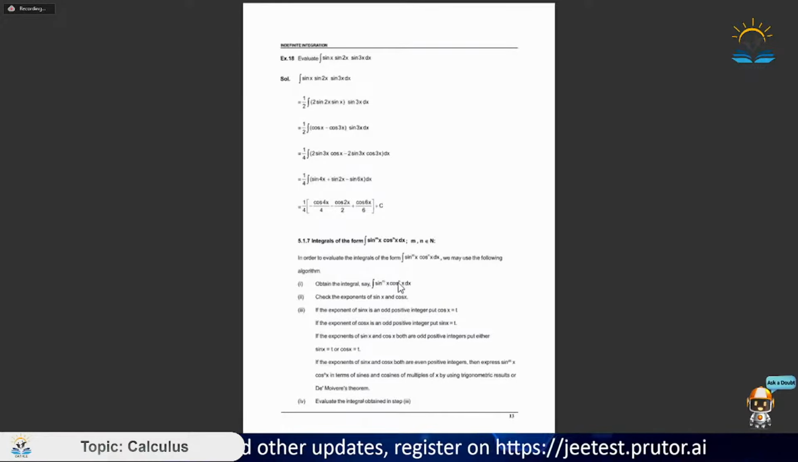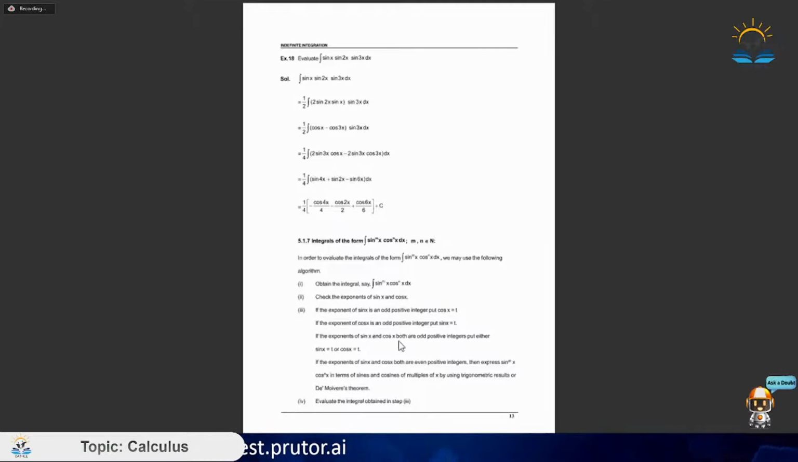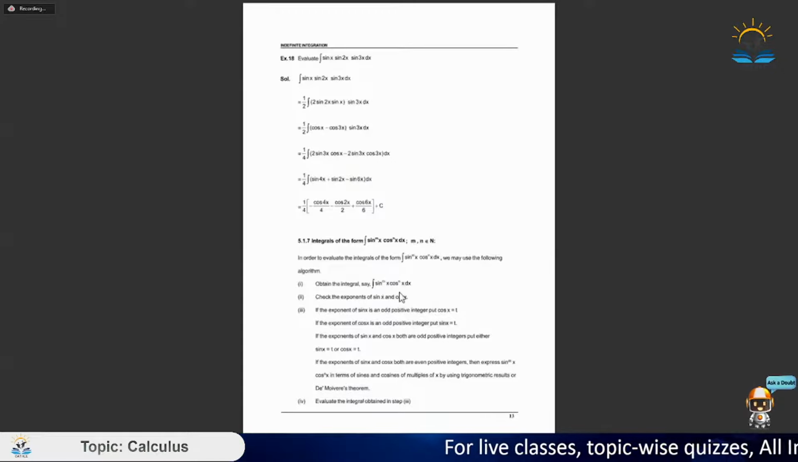Suppose if m is odd, we will put cos x equal to t. If n is odd, we would put sin x equal to t. If exponents of sin x and cos x both are odd, put either sin x or cos x as t. If both of these are odd, you can put any one of sin x or cos x as t. So why are we doing this? We would be substituting any one of the trigonometric functions by t, and then we will substitute dx by the differentiation of that.